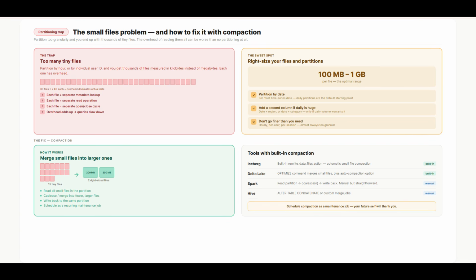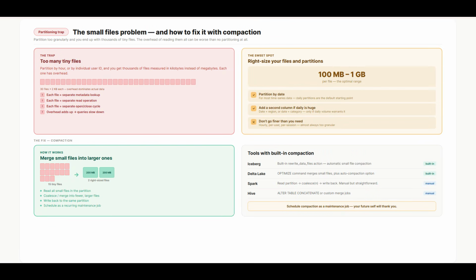Now there's a trap here, the small files problem. If you partition too granularly, say by hour or by individual user ID, you end up with thousands of tiny files instead of a smaller number of reasonably sized ones, and reading lots of tiny files has its own overhead. Each file requires a separate metadata lookup, a separate read operation, a separate open and close cycle. The overhead adds up. The sweet spot is roughly 100 megabytes to 1 gigabyte per file, partitioned by date for most time series data. If your daily volume is huge, partition by date and a second column like region or category. But don't go finer than you need to.